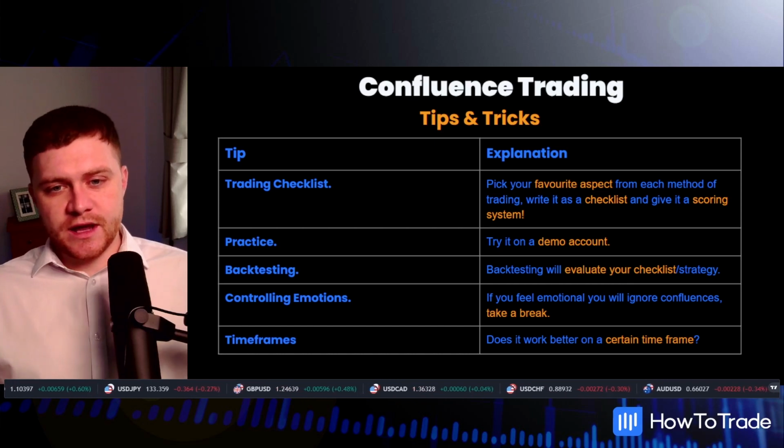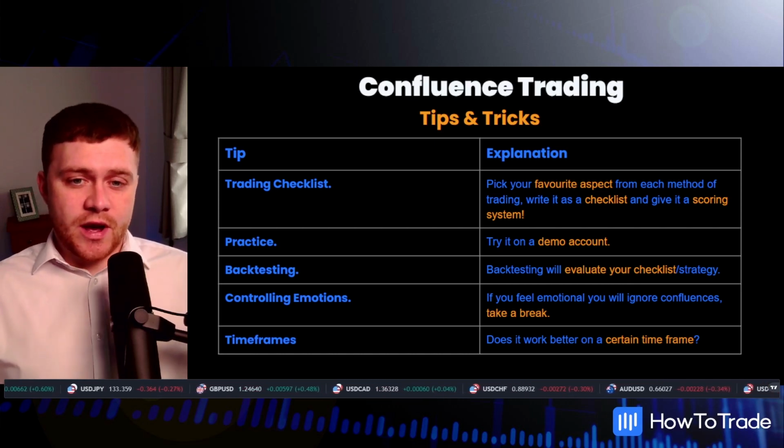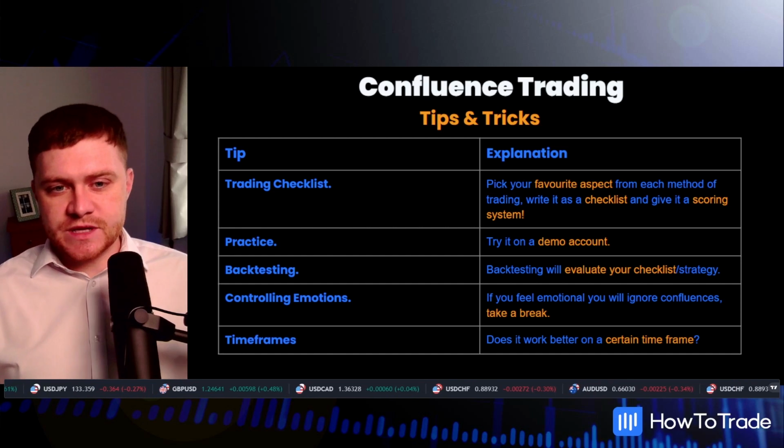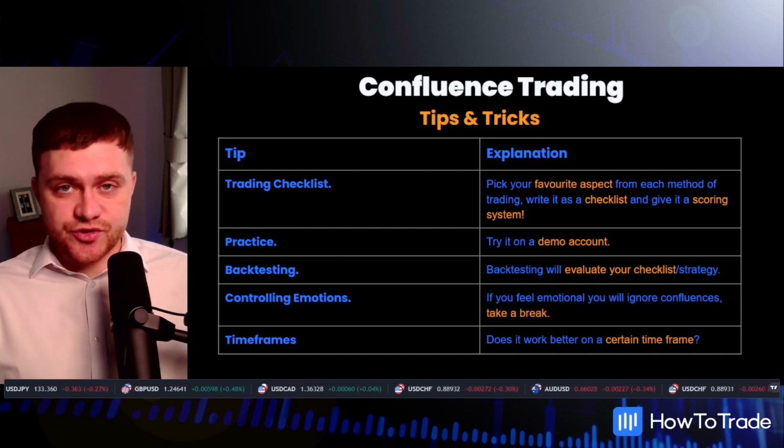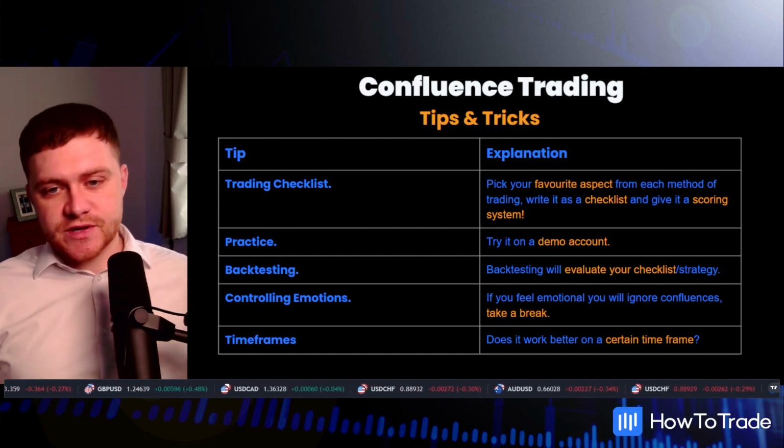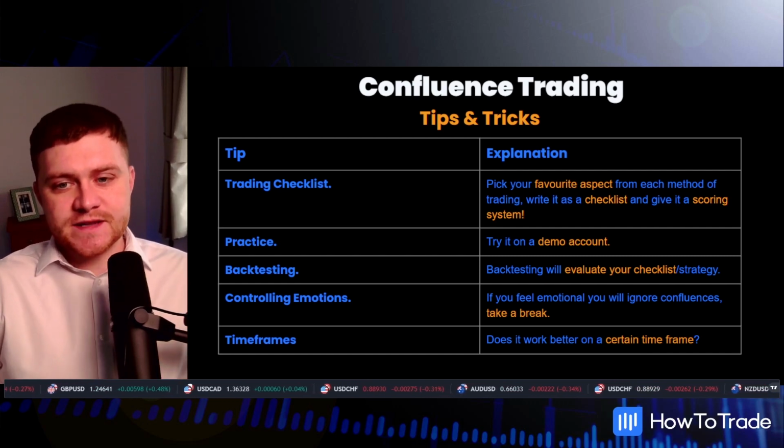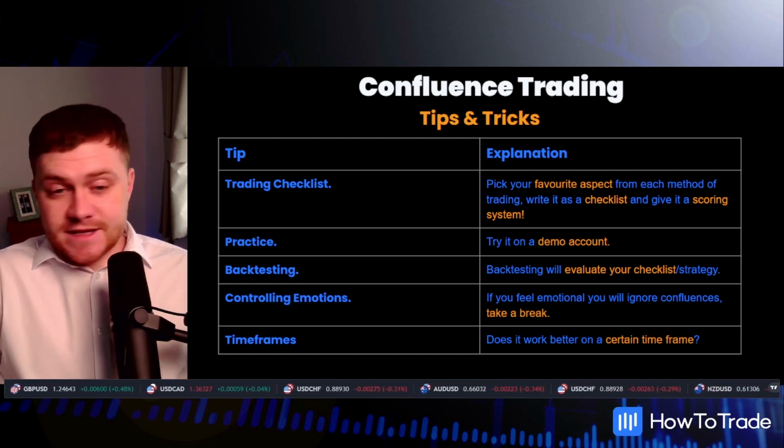Practice as well, of course. Demo accounts are available from many brokers and trading platforms. You may use these accounts to practice your trading confluences. Try a different combination, for example, before putting real money at risk in the market. Backtesting as well.